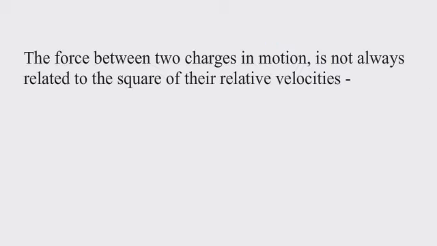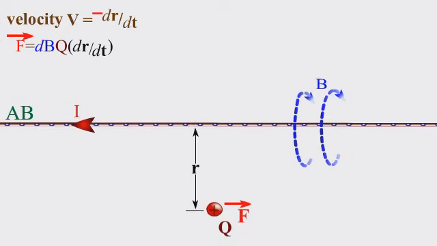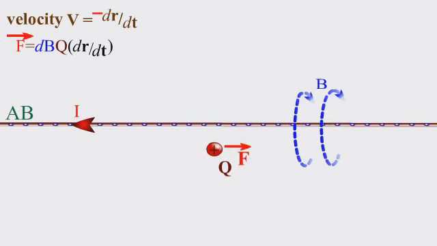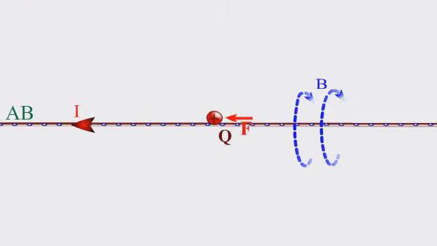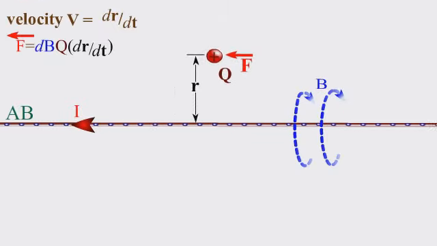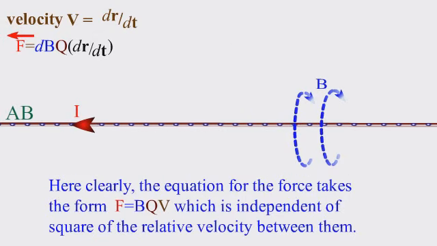Now, the force between two charges in motion is not always related to the square of their relative velocities. For example, consider a straight long wire AB carrying current I, and a charge Q moving perpendicular to it with a velocity v. Here, as the particle moves perpendicular to AB, r, the distance between AB and Q, varies, and hence the magnitude of the magnetic field changes. Thus, it is magnetic induction that plays a role here, and this is very different from the above case.